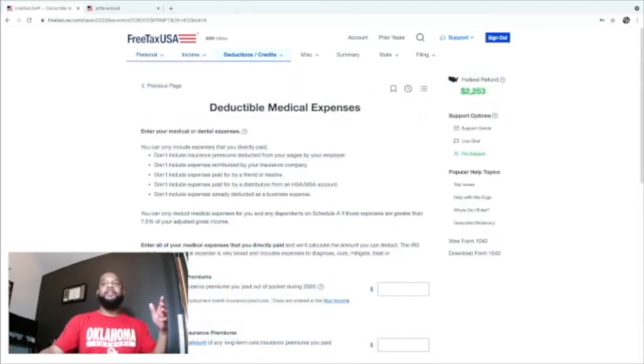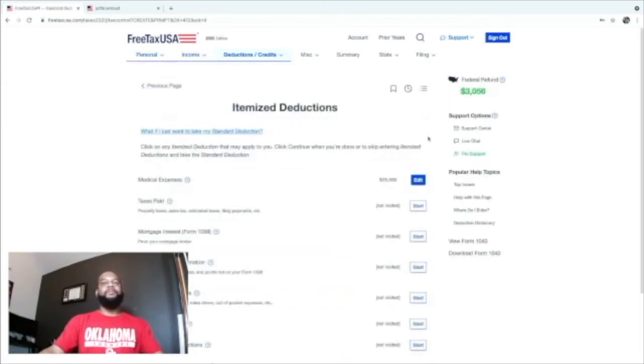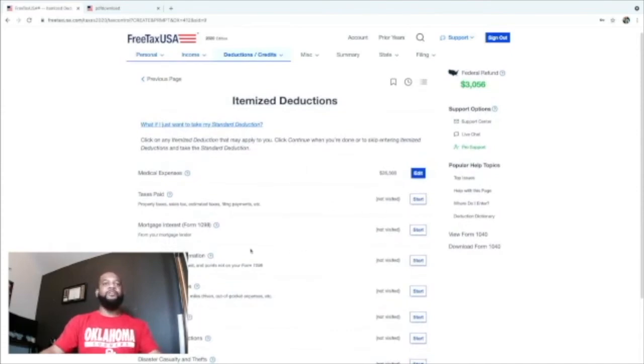Okay, this is our sample number. So watch what happens when we do the itemized. Bam! I mean, we went up $800. You know what I'm saying? So now let's go to when you enter your mortgage interest, that's something you'll put in there. Go ahead and put that in there.